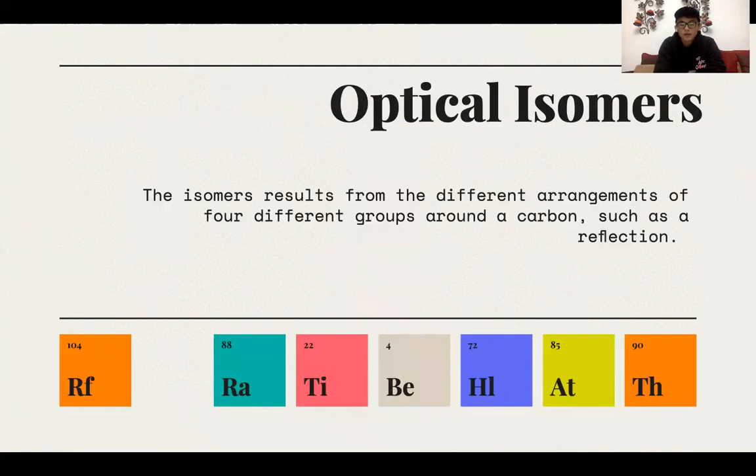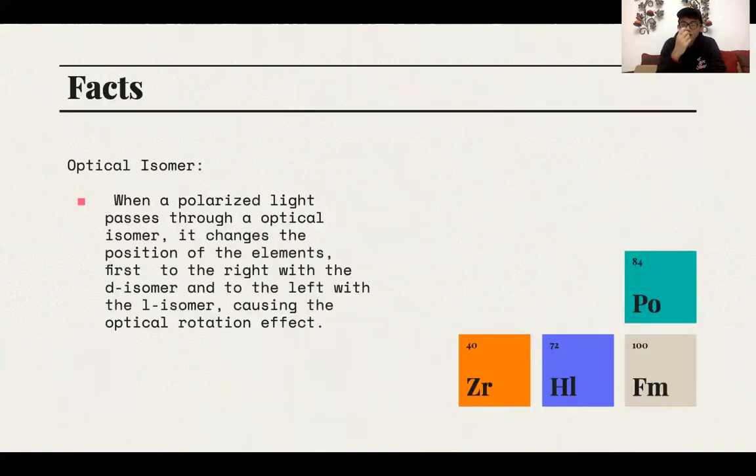Now we have our next type of isomer, the optical isomer. These isomers result from the different arrangements of 4 different groups around the carbon, such as a reflection. Some facts about optical isomers are that when polarized light passes through an optical isomer, it rotates, first to the right with the D isomer and to the left with the L isomer, causing the optical rotation effect.